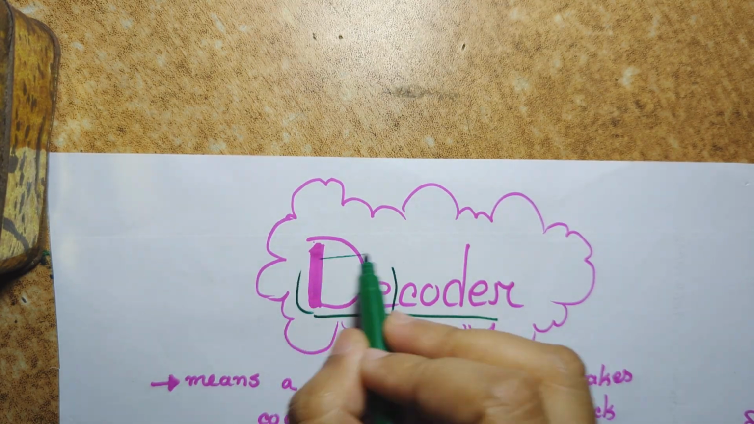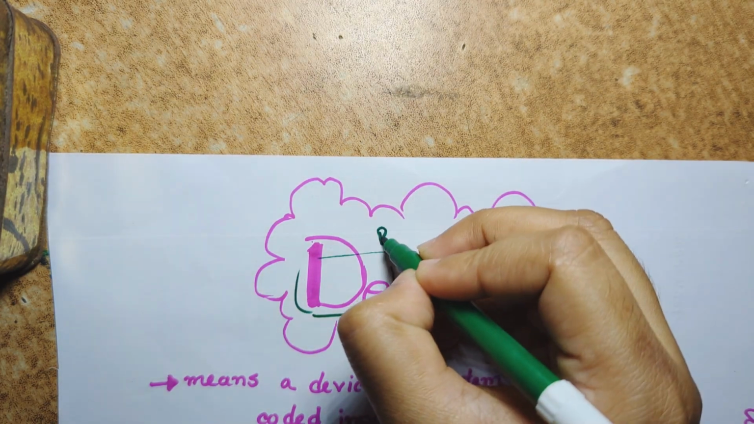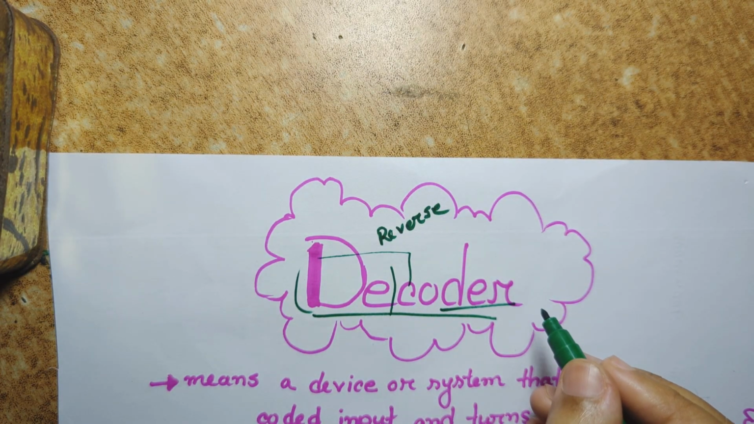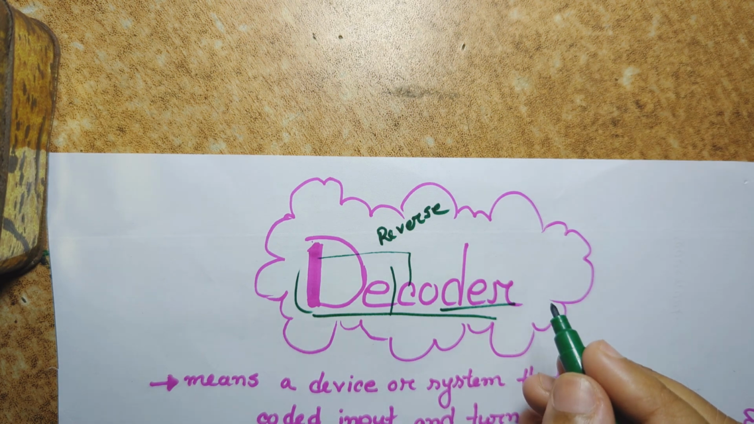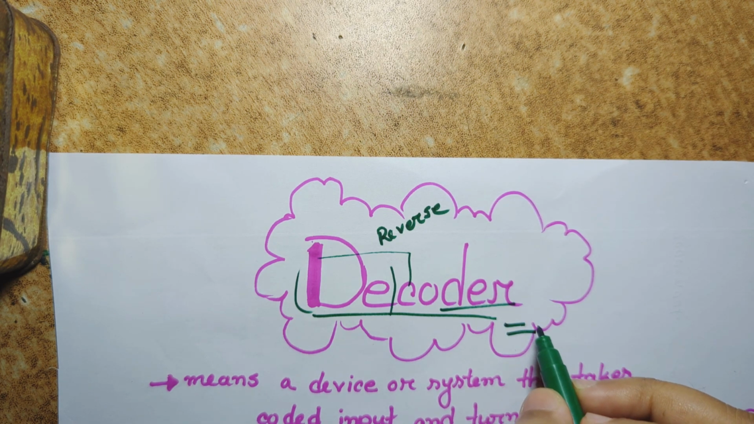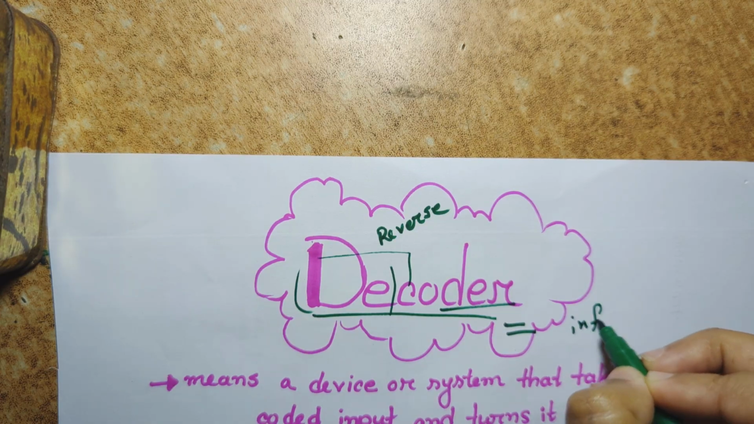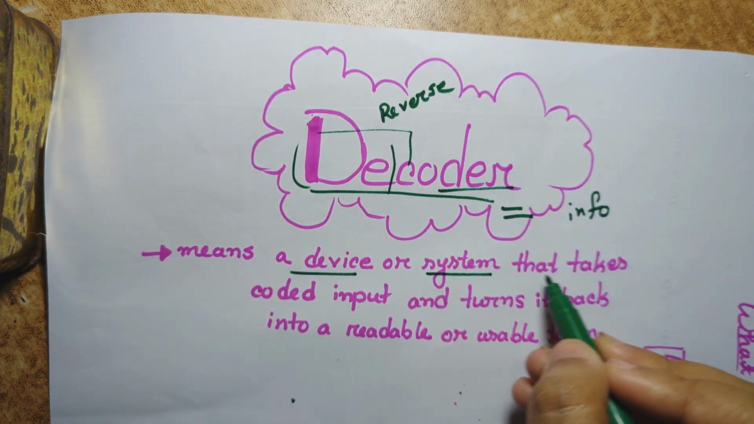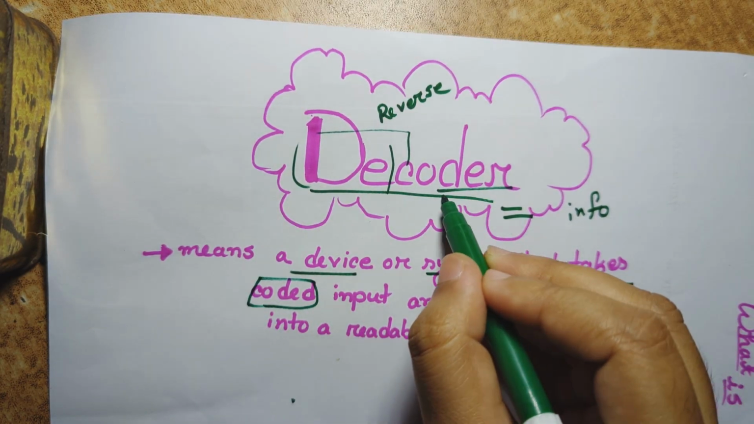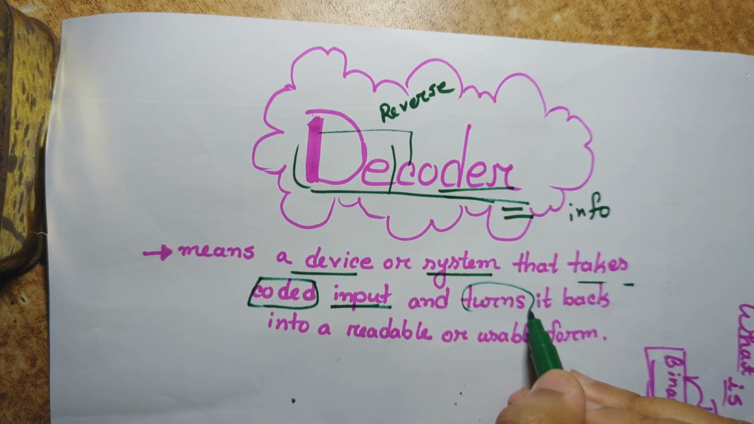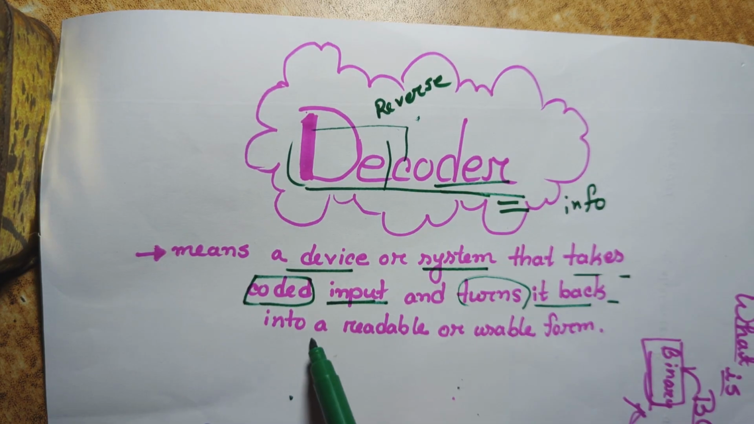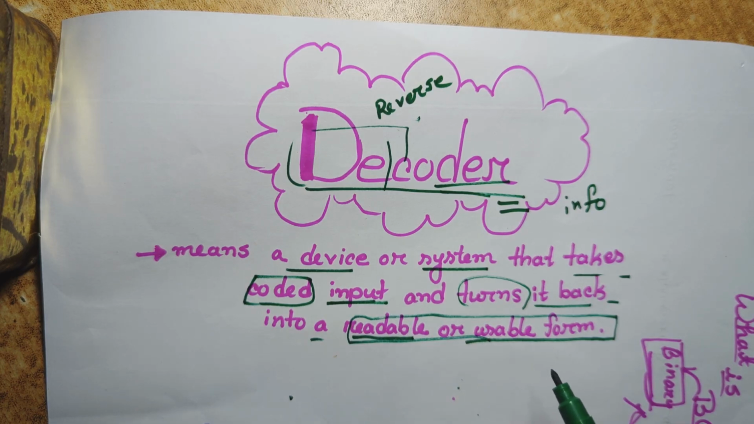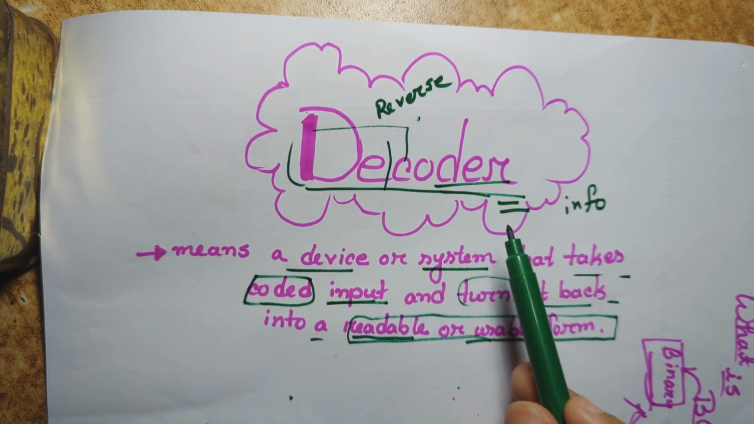Here D is a prefix which means reverse, and coder comes from the word code, which means a system of symbols, signals or instructions used to represent information. So a decoder means a device or a system that takes coded input and turns it back, means reverses it, into a usable form that we use for our daily purpose. We use the output that the decoder gives us.